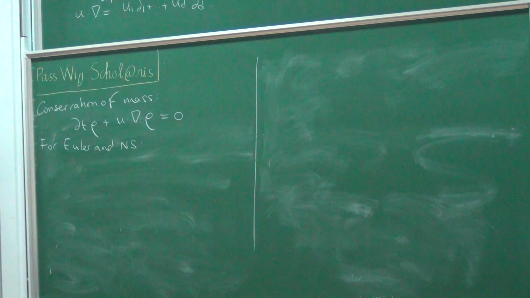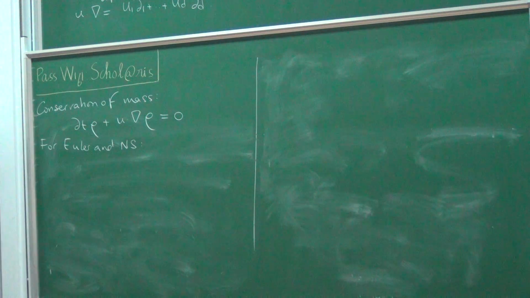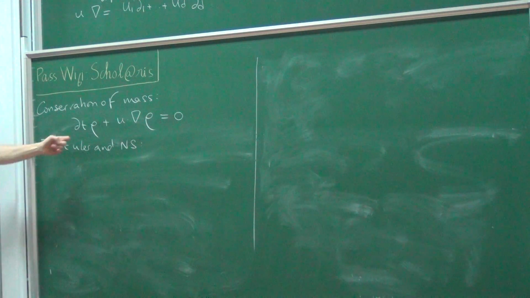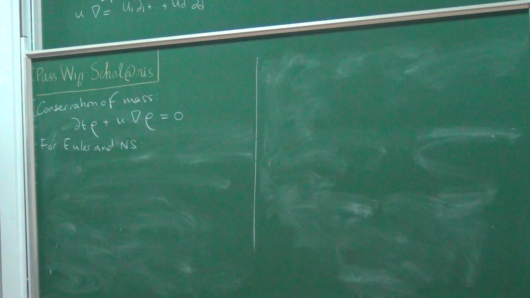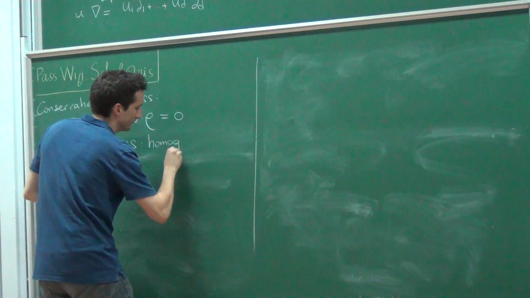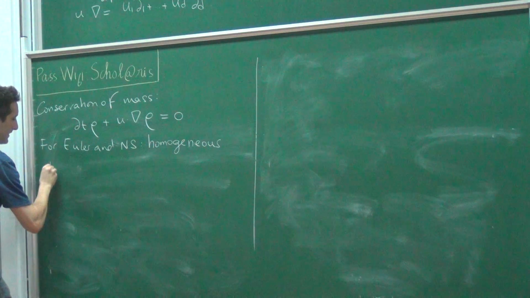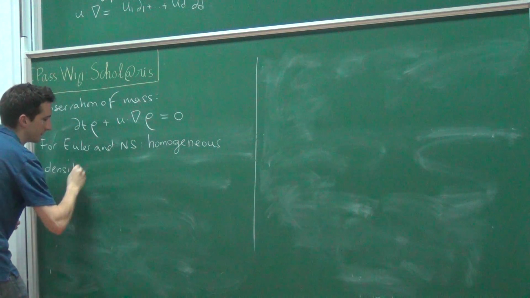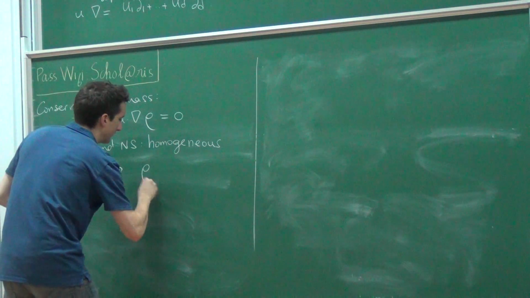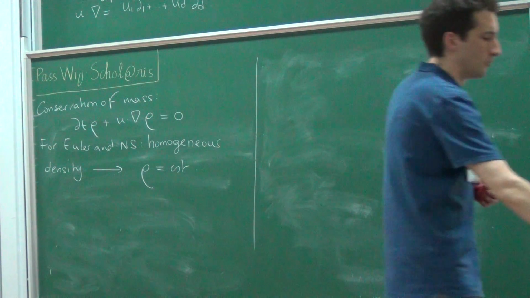We will say that the density is homogeneous. It does not depend on the space position, at least initially. But if it's constant initially, with this evolution, it will be constant for all times. So we will here say that the density is homogeneous. So rho here will be a constant.